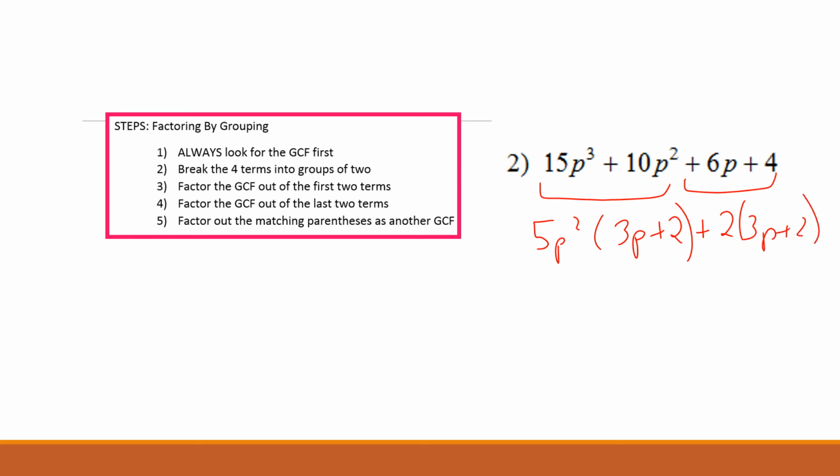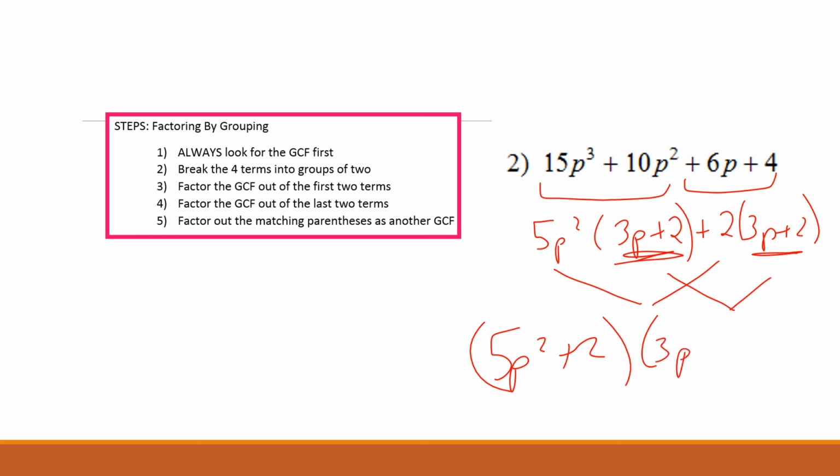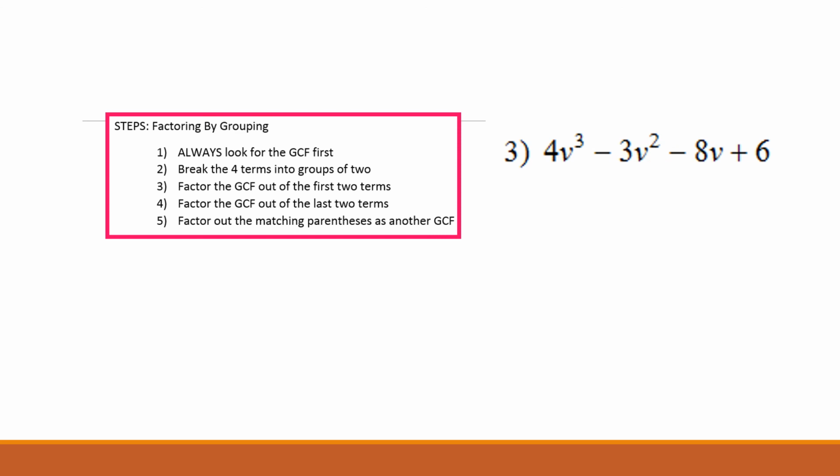The other thing that's important is you can't go on if these aren't the same. If these aren't the same, you didn't pick something right. So I have these two and these two. That's my factors. Second problem.